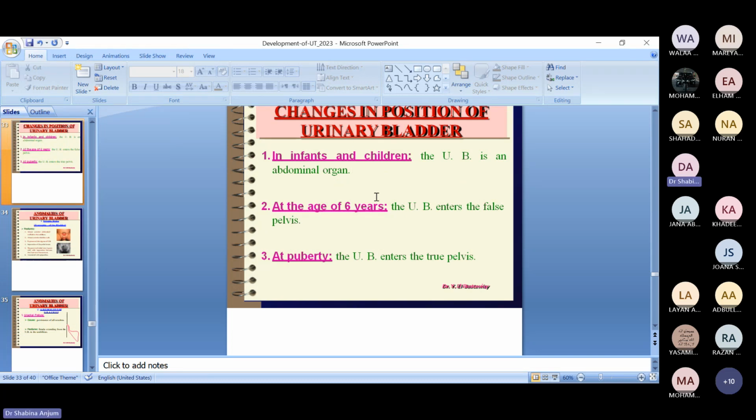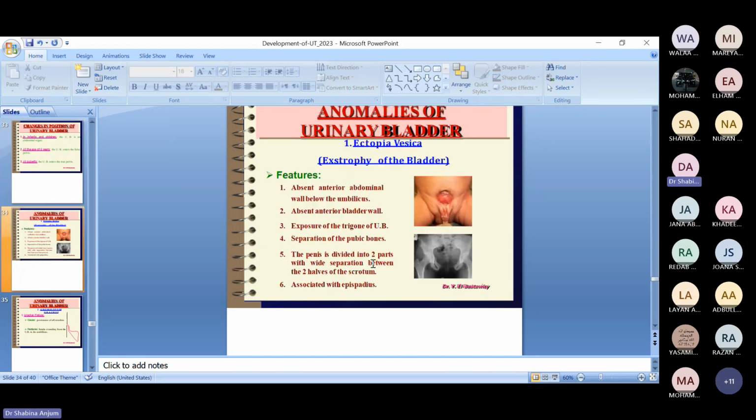So, what changes will happen in the position of the urinary bladder? We studied that in infants and children, the urinary bladder is an abdominal organ because the pelvic cavity is not fully developed. But at the 6th year, it will enter into the false pelvis. But after puberty, when the pelvis and all other genital organs are completely grown up, the urinary bladder will enter into the true pelvis.